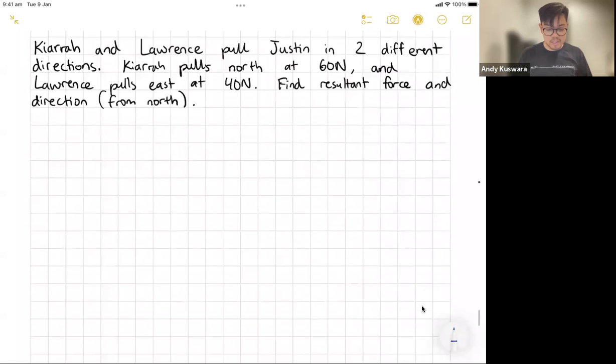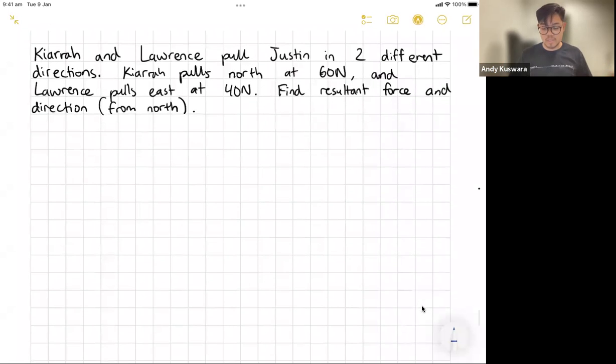Let's tackle this question here. Let's say Chiara and Lawrence pull Justin in two different directions. Chiara pulls north at 60 newtons and Lawrence pulls east at 40 newtons. Find the resultant force and the direction.